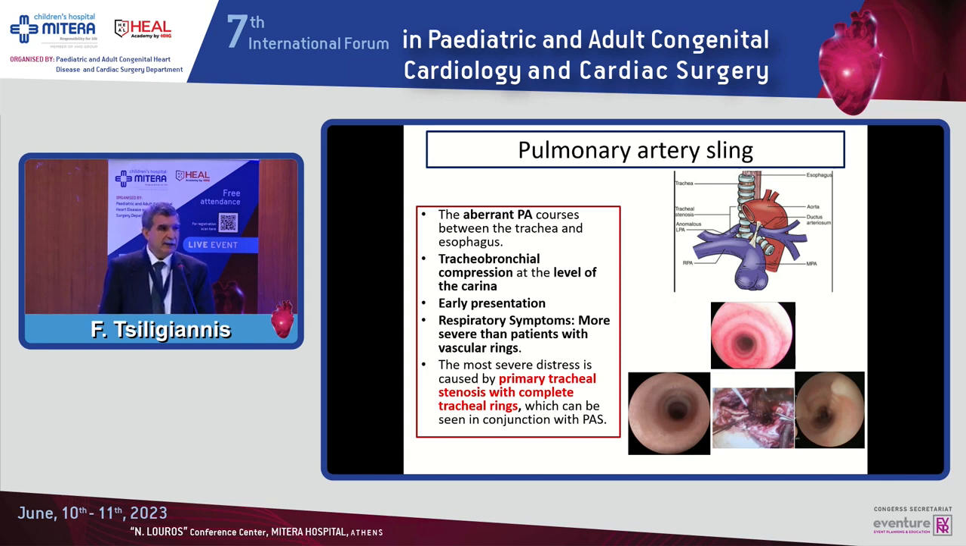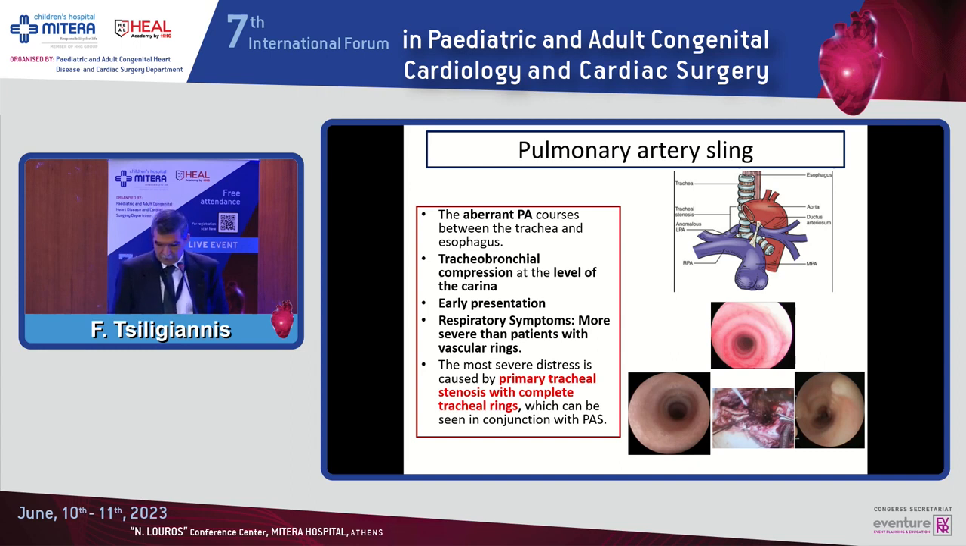It is characterized by an early presentation in early life and respiratory symptoms which are more severe than in other vascular rings. But you have to bear in mind that this abnormality is very frequently accompanied by complete tracheal rings and tracheal narrowing, which may progress down to bronchial narrowing. And the most severe distress is caused by the primary tracheal narrowing, not by the sling itself.